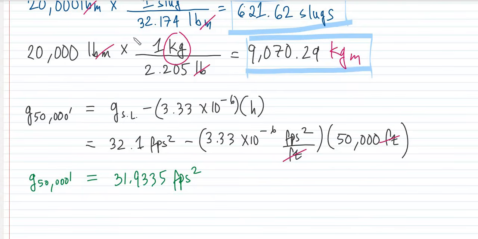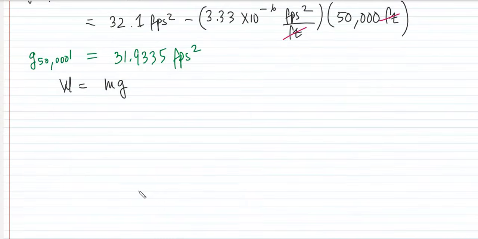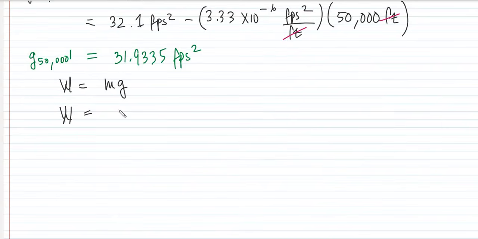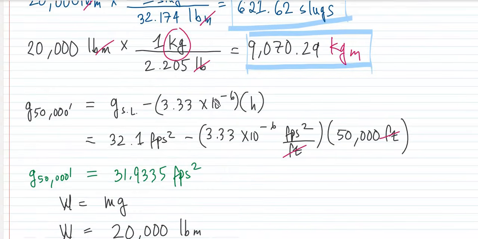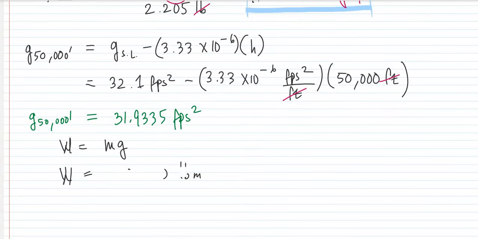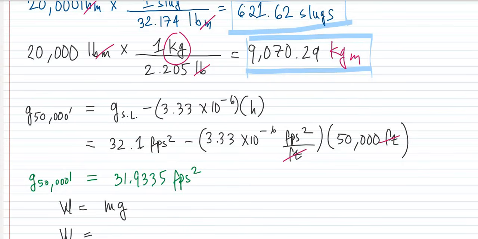Okay? So if we will solve for the weight of the aircraft while traveling at 50,000 feet, we now have W is equal to mg. This is the weight at 50,000 feet, so mass does not change. Okay, mass does not change, and the mass in pounds is 20,000. Actually, it's better if we will use the mass in slugs. So let me go ahead and erase this one, so that we will just use K as 1.